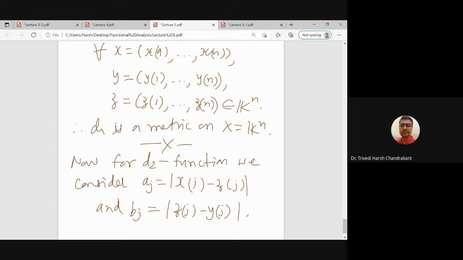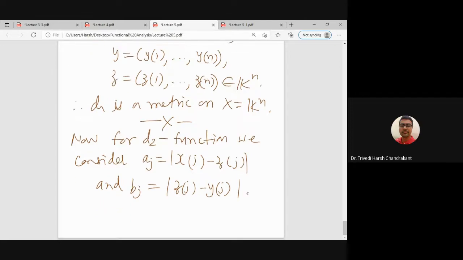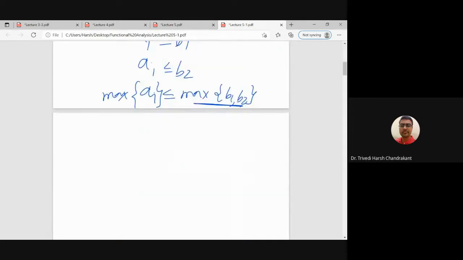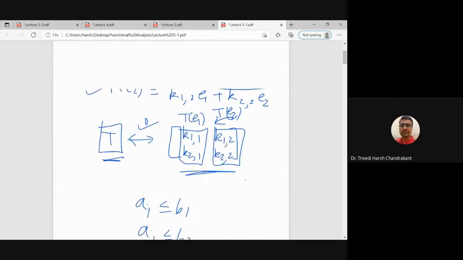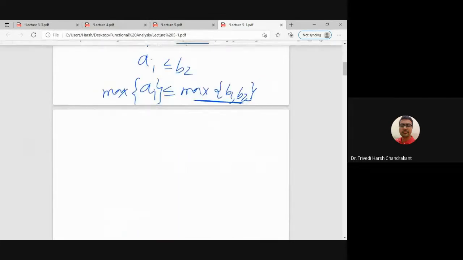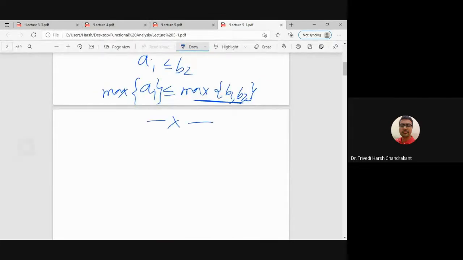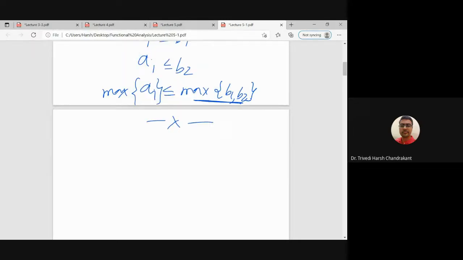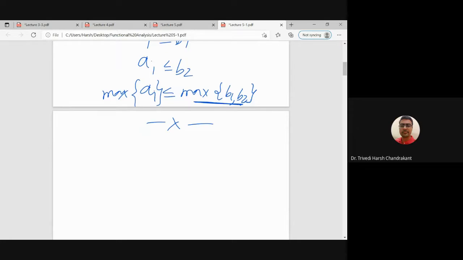So we are going to use this notation. Let us start with the left hand side. The first page is rough work. Let us start with the next page. When we take the d2 function, d2 of x with y, we want to show it is less than or equal to d2 xz plus d2 yz.